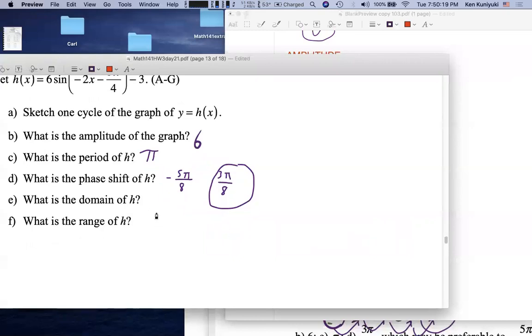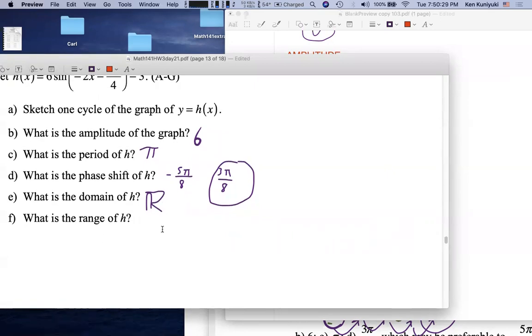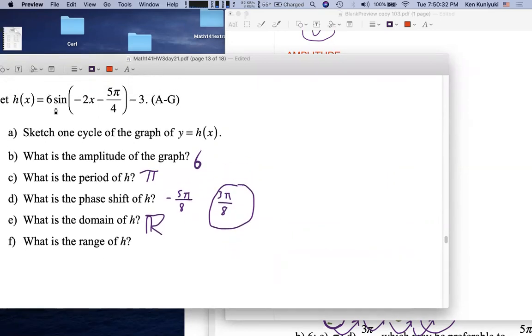What's the domain? All real numbers. R, right? Basically, anytime you have a sine or cosine of this form, a number times sine or cosine of a linear function of x, and then a constant term, the domain will be all real numbers because you don't have x in the denominator. You don't have a square root of x. So you don't have those domain issues for x, okay?